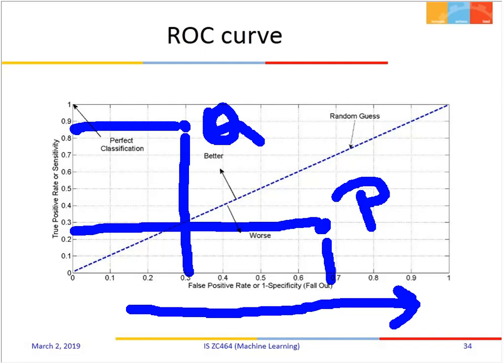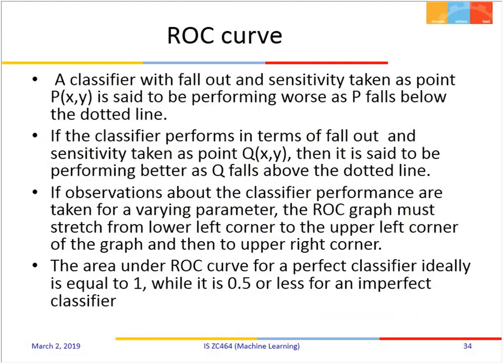Here also this sensitivity is changing because of some parameters. So if there is a point Q or point P, you can refer to those fallout and those sensitivities which are corresponding to one set of parameters, right? So this will come by more experience and studies to visualize classifier design, okay? So if observations about the classifier performance are taken for a varying parameter, the ROC graph must stretch from lower left corner to the upper left corner of the graph and then to upper right corner.